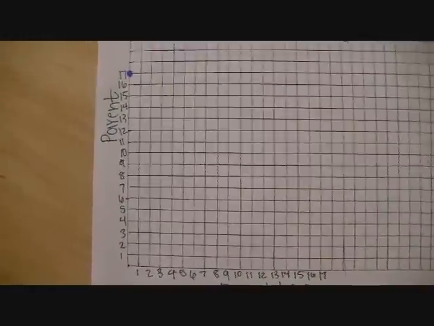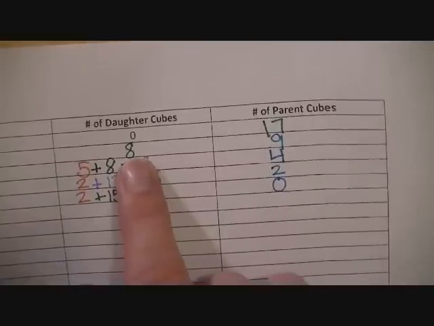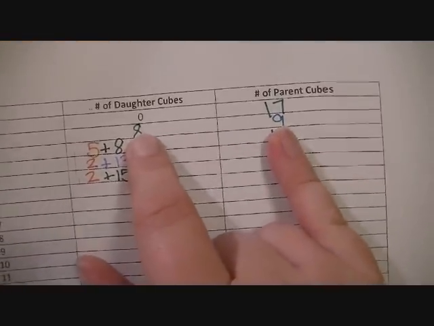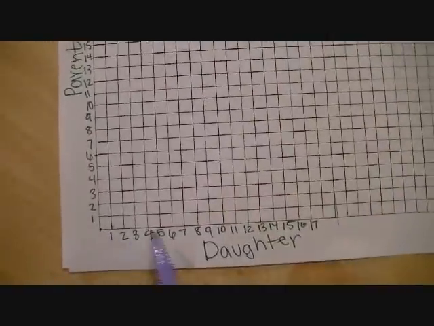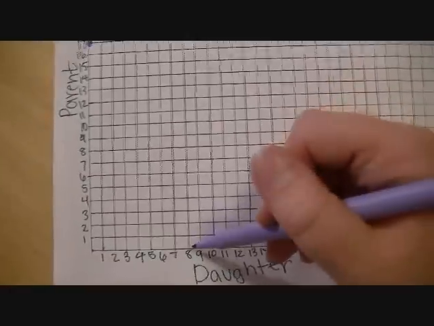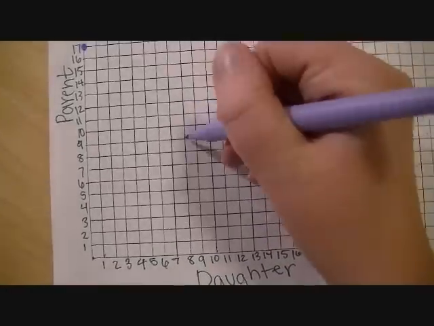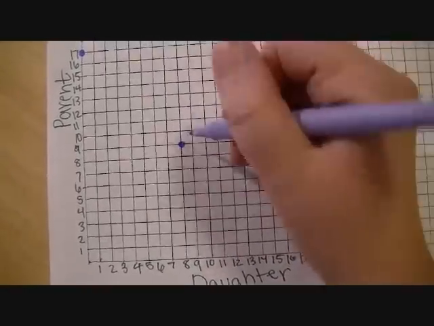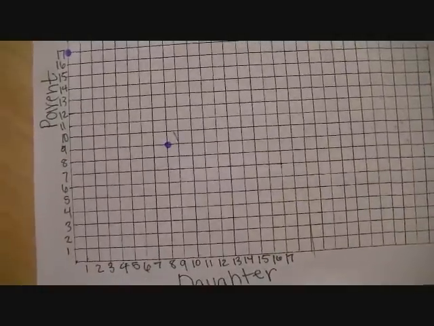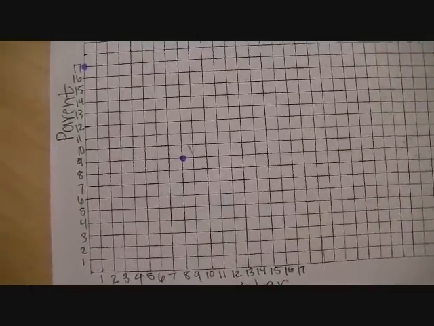Next point is 8 daughter and 9 parent. So I'm going to go and find 8, and I'm going to go up to 9 and put a point. Now I'm going to label this trial 1. And I should also probably label this trial 0.